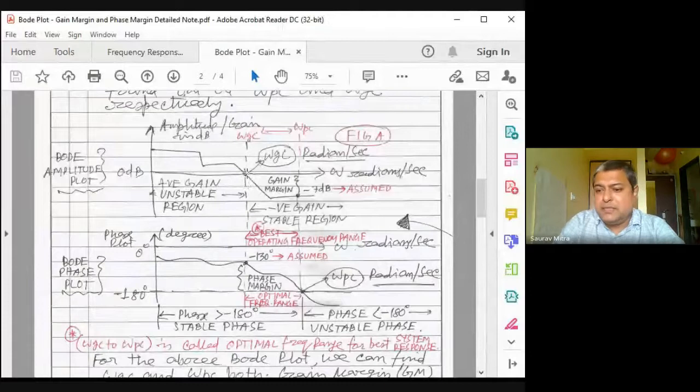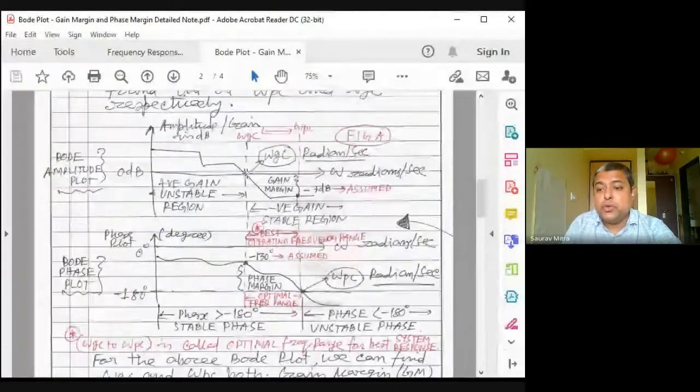So this is omega GC, and this is actually what we are doing root locus for. Nobody tells this, even at the last people don't tell this. This is what we are going to do.